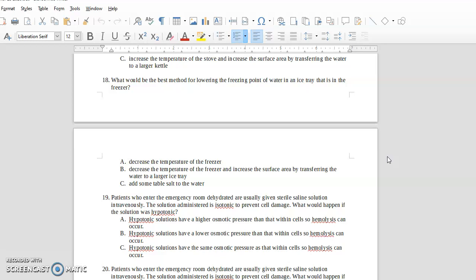19. Patients entering the emergency room dehydrated are usually given sterile saline solution intravenously. The solution administered is isotonic to prevent cell damage. What would happen if the solution was hypotonic? And the answer to 19 is B. The hypotonic solution has lower osmotic pressure than that within the cell, so hemolysis can occur.